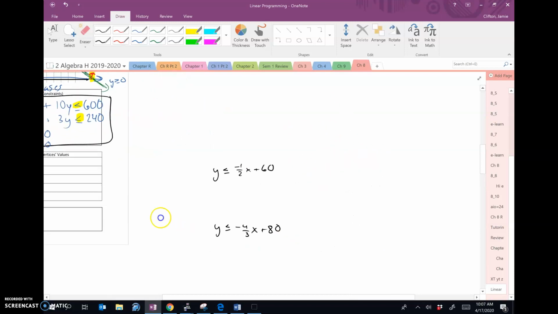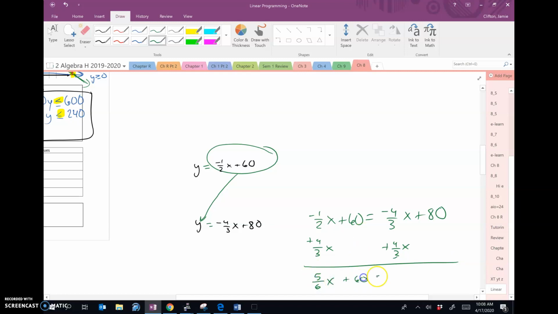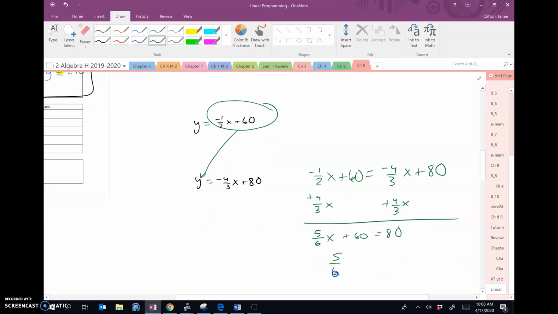I think this looks like a great opportunity for substitution. I'll put this one instead of that y. Also, it's not going to really be about inequalities here when you're finding the intersection because we don't care about where they're greater than each other. We care about where they're exactly touching, where they're equal to each other. Okay, so negative 1/2 x plus 60 equals negative 4/3 x plus 80. And let me go ahead and add 4/3 x to both sides. I'm cheating and using my calculator, and I'm finding out that this is 5/6x plus 60 equals 80. So 5/6x equals 20. So if I multiply both sides by 6/5, I get x is 24.